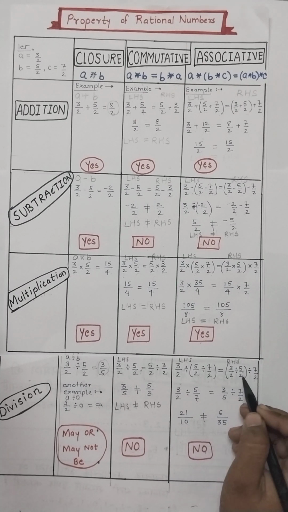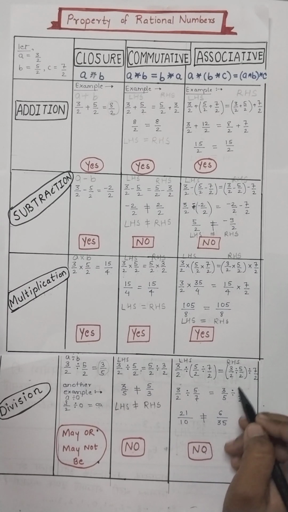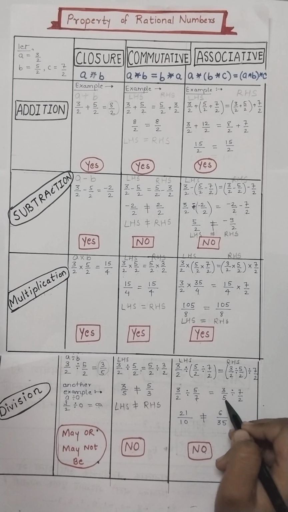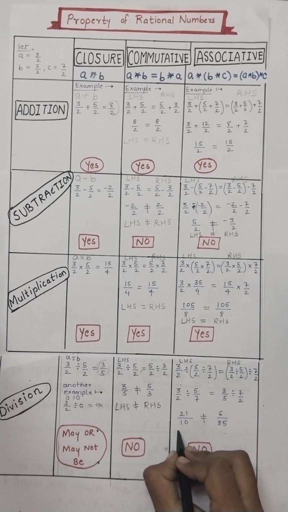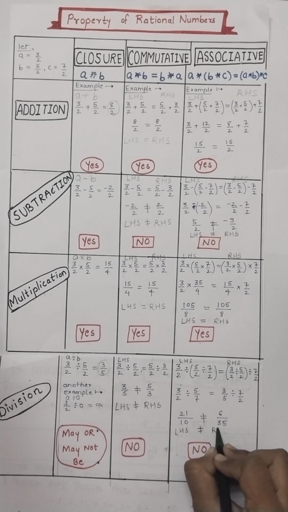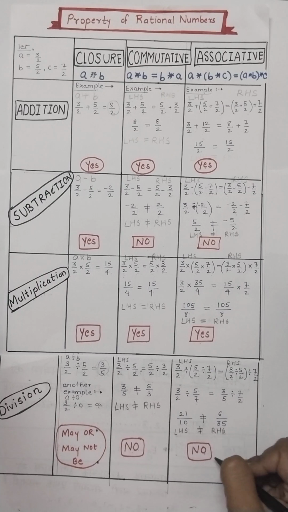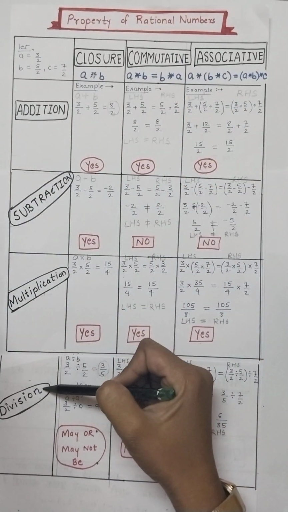Similarly, we'll put values in RHS. And when we solve this bracket, we get 3 by 5 divided by 7 by 2. When we divide these both quantities, we get 6 by 35. So clearly we are seeing that LHS is not equal to our RHS. So we say that our rational number does not follow associative property with division.